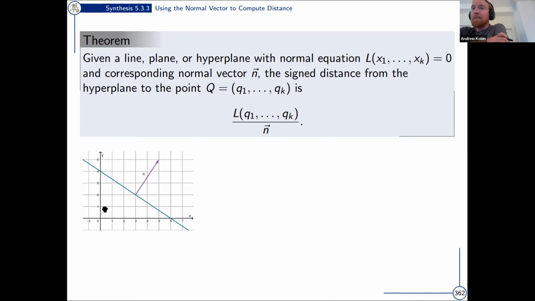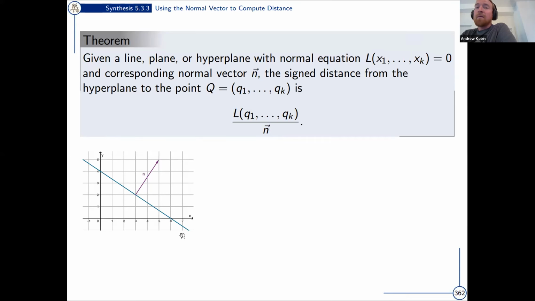all the way up to ak), then the distance from the hyperplane to a given point (q1 through qk) in that k-dimensional space, treated as a signed distance, so keeping track of if it's a positive or negative value, is given by this formula. And in words, we plug the coordinates of q into our normal equation, and then we divide by, this actually is a typo, this should be the length of the normal vector n.